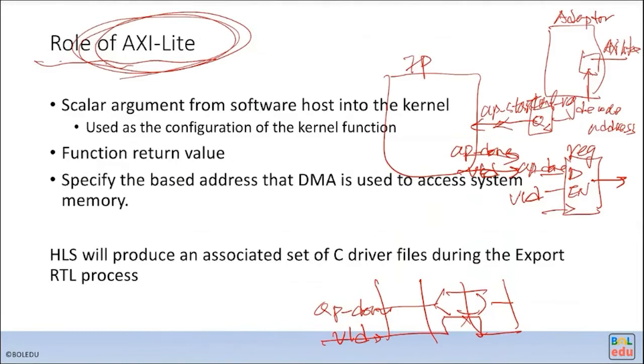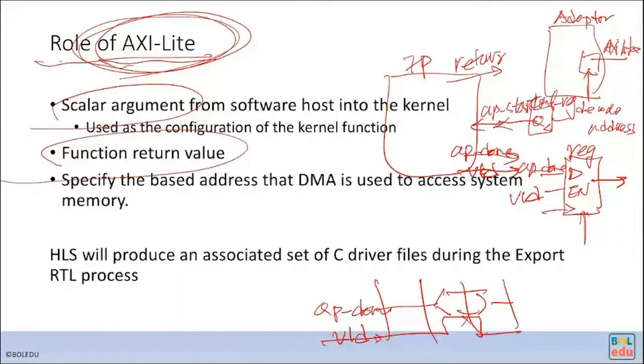So for AXI Lite, there are a few functions or roles. First, we use AXI Lite to transfer the scalar arguments. The scalar argument is put into the register set, and that register is presented just like an AP start, simply a wire to the IP kernel module. The function return value for this IP has a return port, which is written to the AXI Lite configuration registers. Using memory mapped I/O with a specific memory address, you read the return value back to the host.